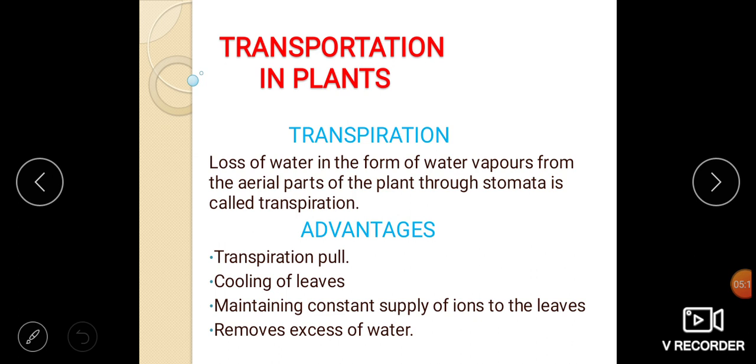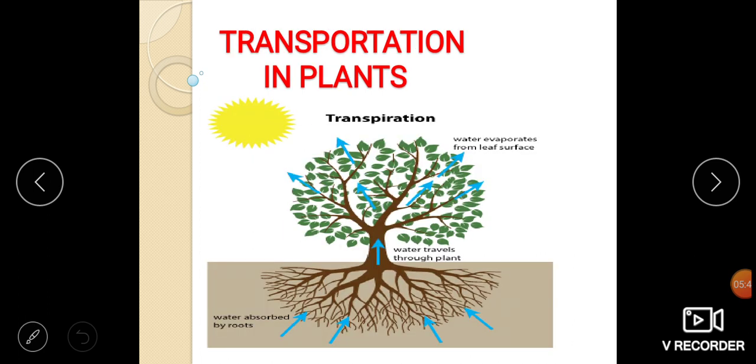Advantages of transpiration. First thing, it helps in the ascent of sap in the tall trees. It's called the transpiration pull. It also helps in the cooling of the leaves. It maintains a constant supply of ions to the leaves. It removes excess water in the form of water vapor, removes excess water through the stomata.